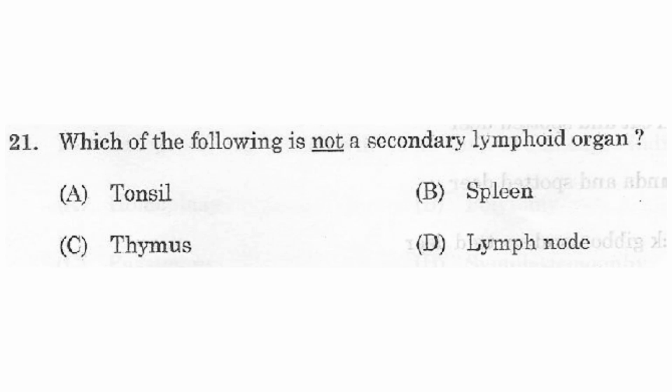So they have asked here which is not a secondary lymphoid organ. Spleen is a secondary lymphoid organ, lymph node is a secondary lymphoid organ, tonsil is also a secondary lymphoid organ. Another secondary lymphoid organ is your mucosal membranes. Whereas thymus, I told you, is a primary lymphoid organ. So the answer is option C.